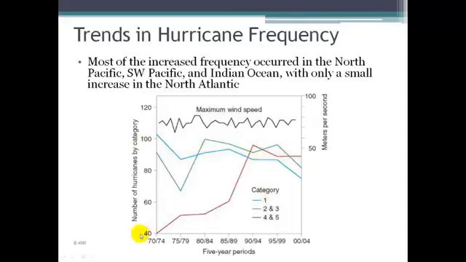So you see here that the number of hurricanes themselves are kind of decreasing. We're kind of on a downward trend here, but the number of Category 4 and 5 hurricanes has increased. So we've had a marked increase in intense hurricanes, even though the number of hurricanes has kind of gone down over the last 10-15 year period.